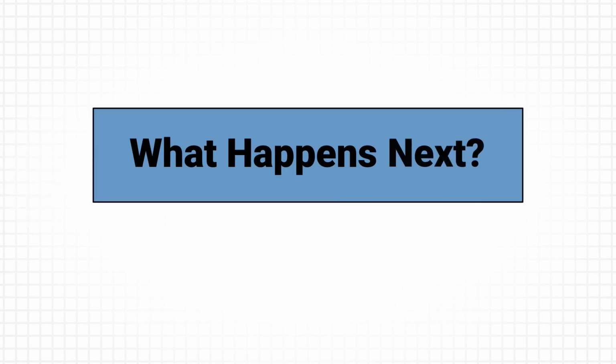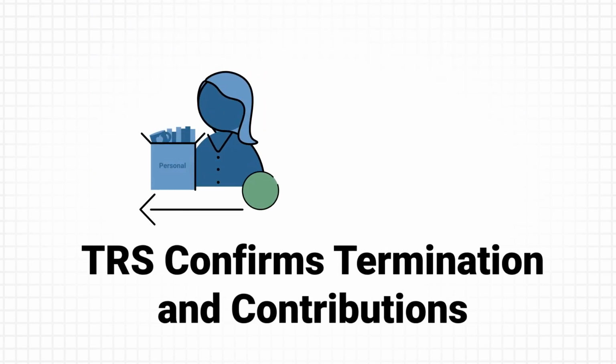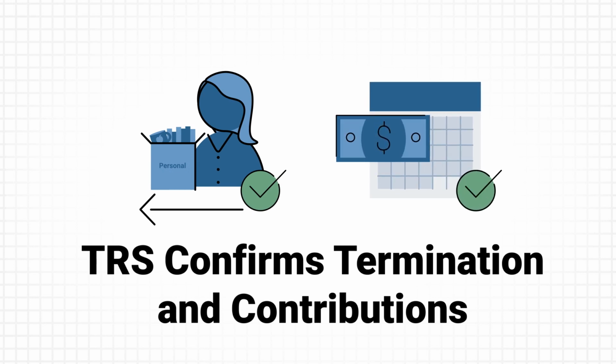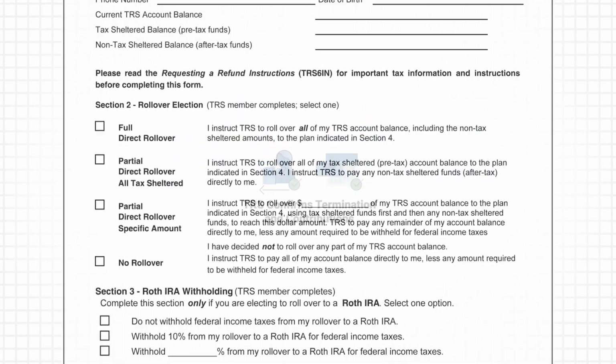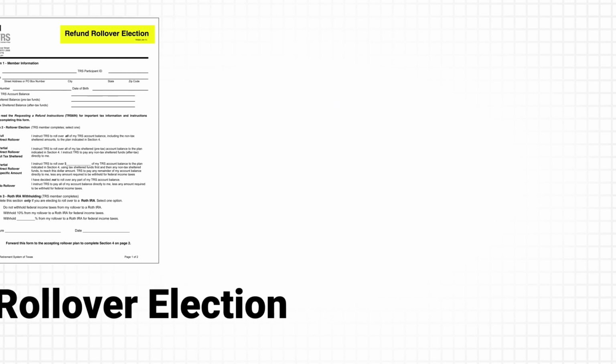What happens after you've submitted your application? Once your request is received, we'll contact your previous employers to confirm your termination and final monthly contributions. If you have checked the appropriate box that indicates you want to roll over all or a portion of your refund, you'll also be prompted to complete Form TRS-6A, Refund Rollover Election.